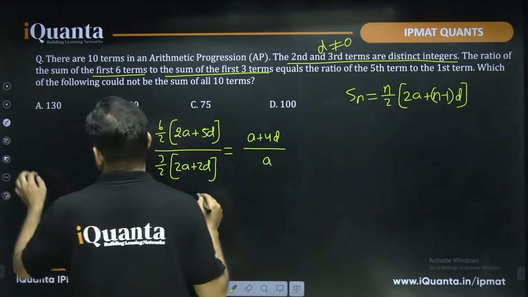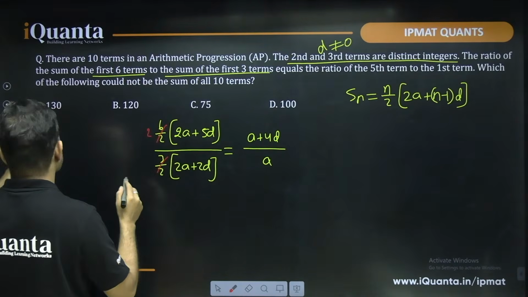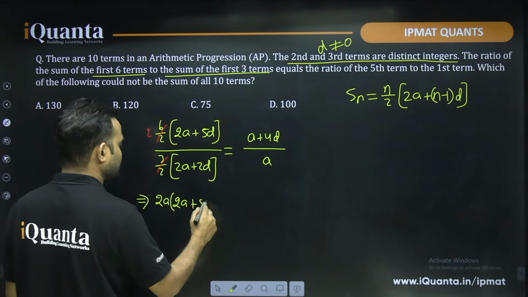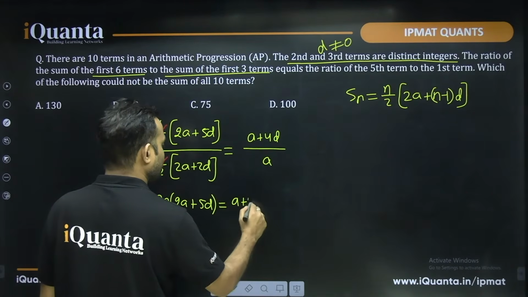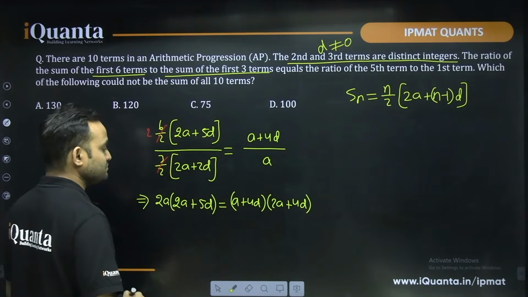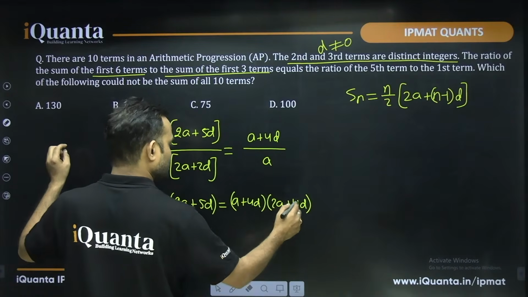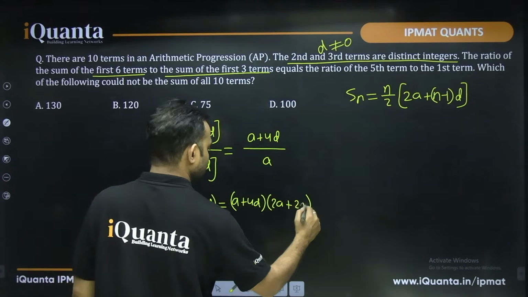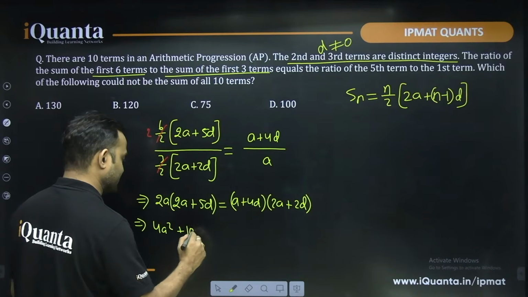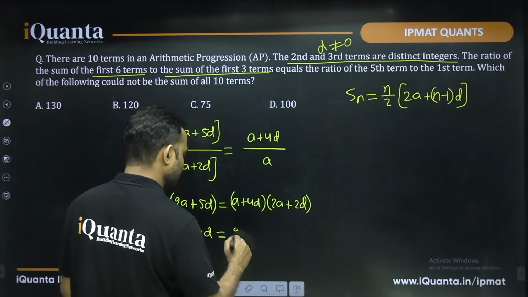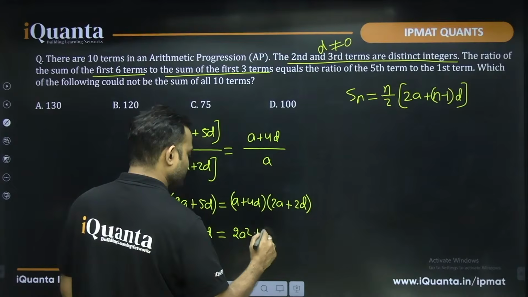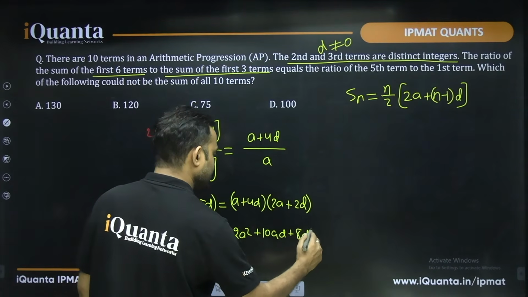So that is a. What we can say? This will be cancelled out twice. So from there we can say 2a into 2a plus 5d is equal to a plus 4d into 2a plus 4d, right? A plus 4d into a plus 2d, right? So from there this will be 4a square plus 10ad, that is equal to 2a square, 4d into 2a, 8ad and 2ad, so plus 10ad plus 8d square.